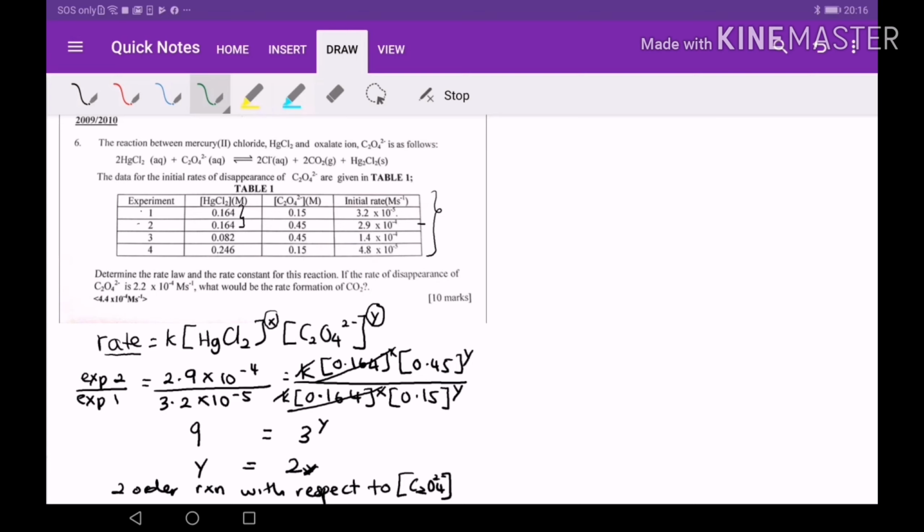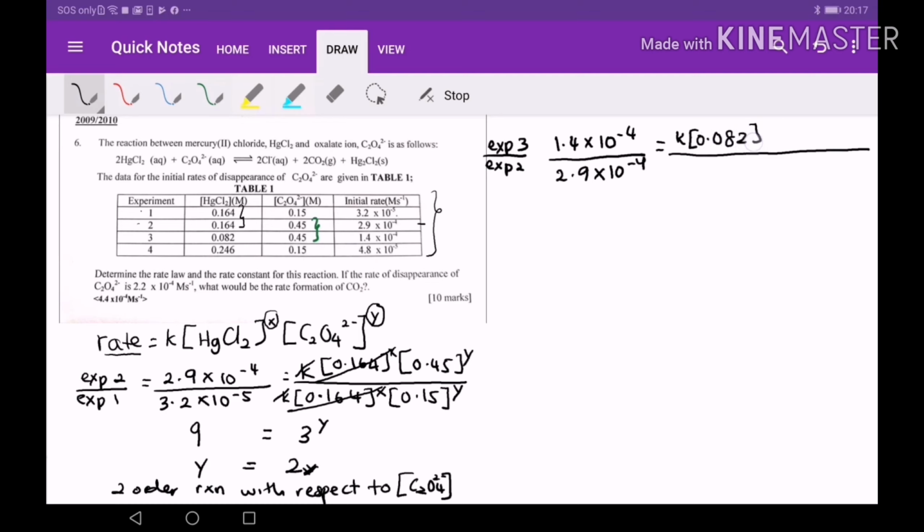Okay. Kita nak dapatkan pula order of reaction untuk HgCl2. So kita akan buat kaedah yang sama. So dalam kes kita ni saya nak menggunakan data untuk eksperimen 3 dengan eksperimen 2 sebab kat sini kita boleh cancelkan 0.45 dengan 0.45. So katakan saya nak bahagi eksperimen 3 bahagikan dengan eksperimen 2. So masukkan data rate untuk eksperimen 3 1.4 kali 10 kuasa negatif 4 bahagikan dengan rate untuk eksperimen 2 2.9 kali 10 kuasa negatif 4 sama dengan K concentration HgCl2 0.082 kuasa X dan juga 0.45 kuasa Y.